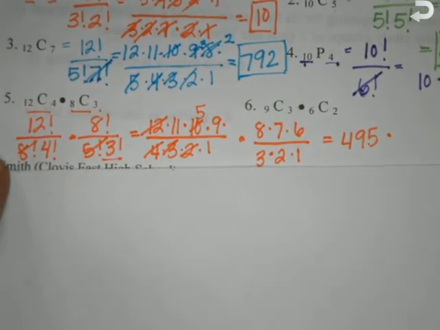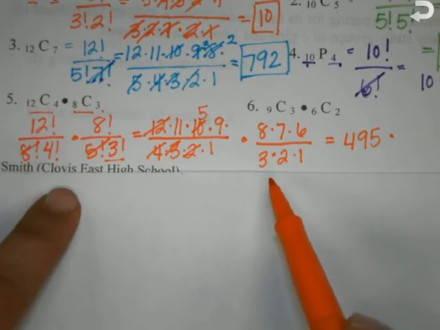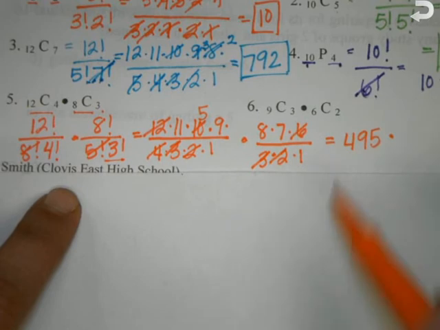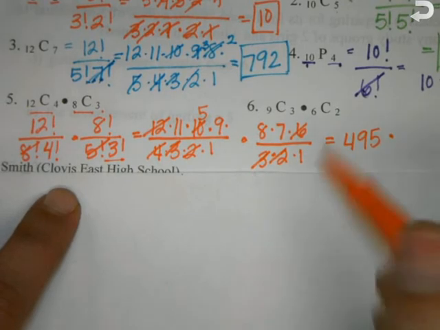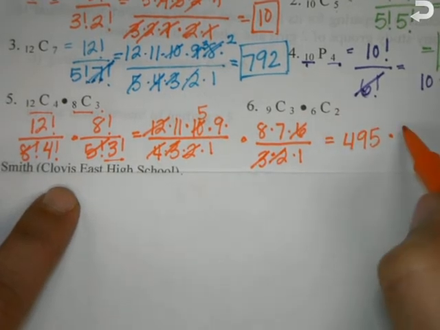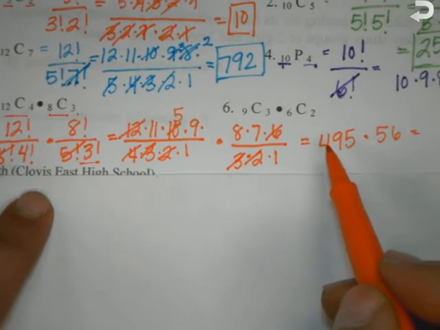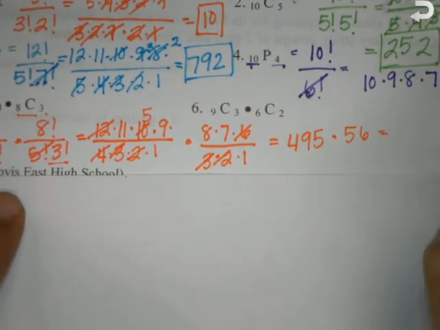The 3 and the 2 go into 6. 3 times 2 gives me 6, so that reduces with the 6 the whole way, and then the 1's are just left over. And then the top is just 56. So what is 495 times 56? 27,720. Got that right.